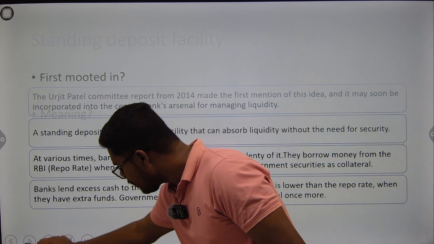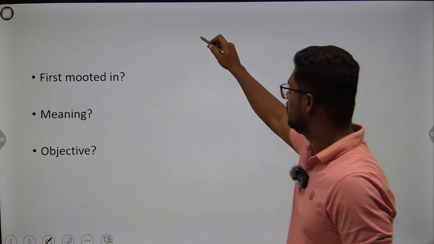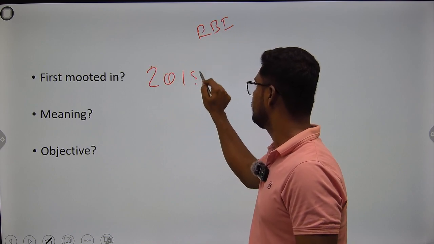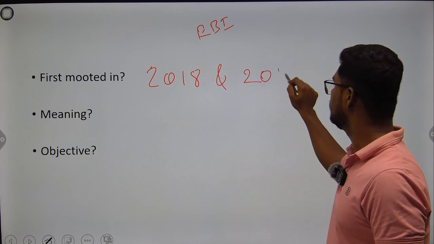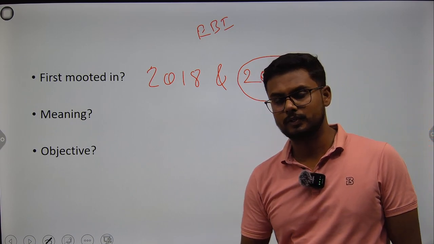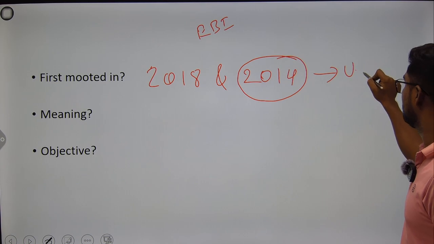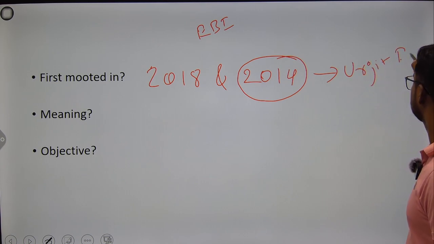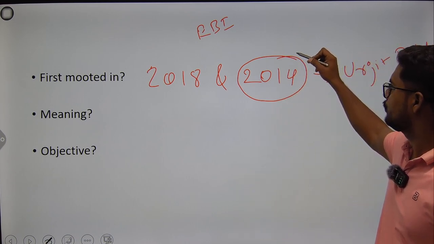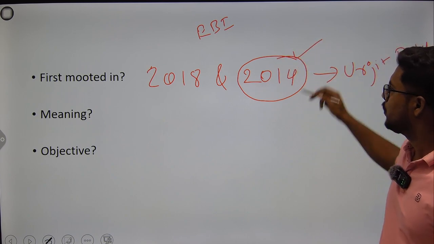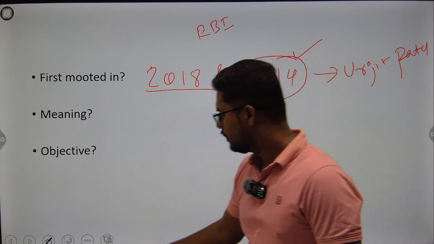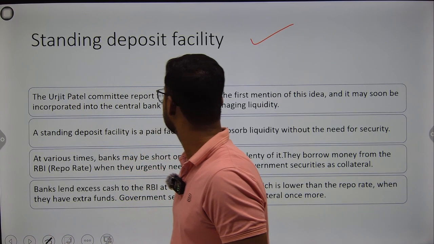It is a new kind of facility introduced by the Reserve Bank of India in the year 2018. But before that, in the year 2014, the information regarding the introduction of this facility was mentioned by the Urjit Patel Committee. A committee headed by Dr. Urjit Patel recommended the introduction of standing deposit facility in the year 2014, and it was officially introduced in the year 2018. What does this mean? What is the meaning of standing deposit facility?